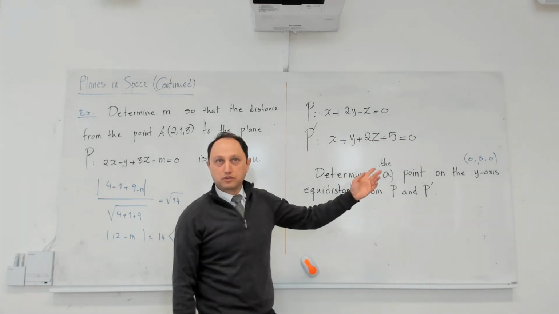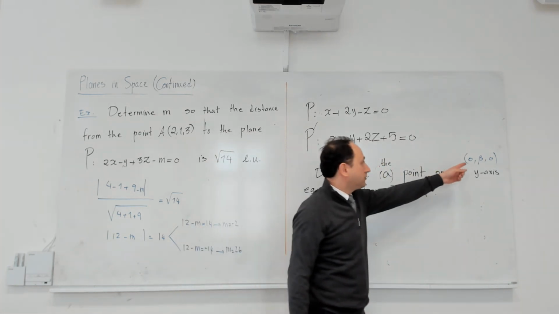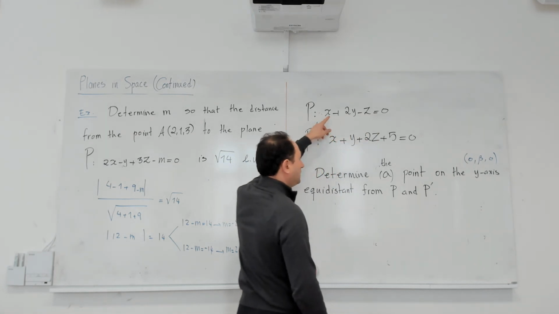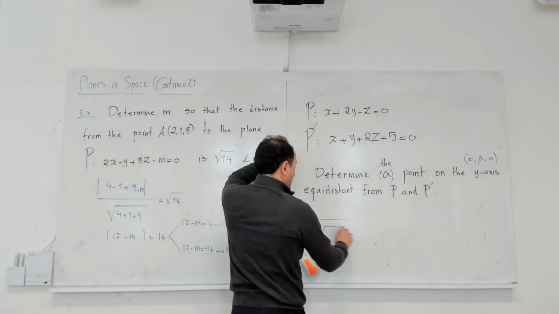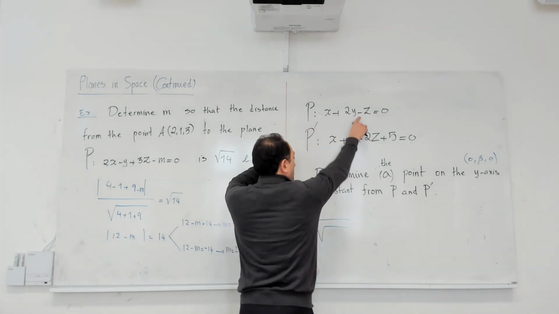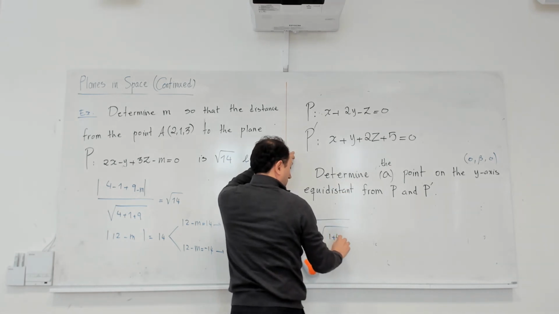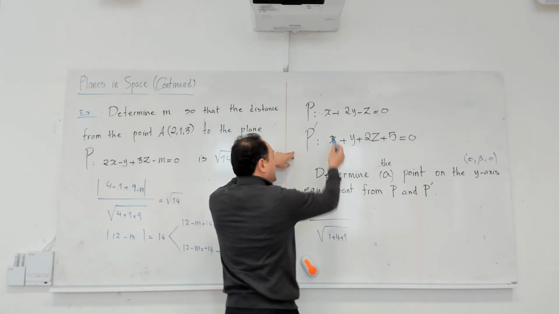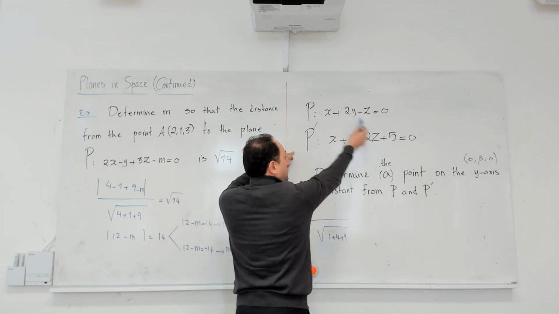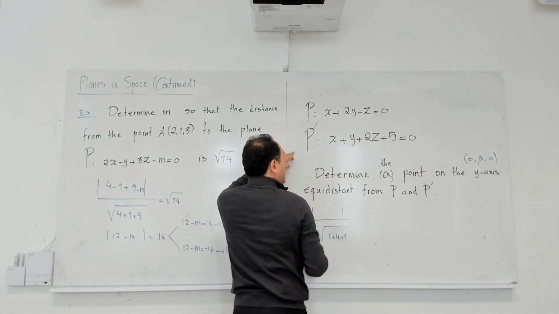That is the point, yes? And the distance from this point to that plane, I just don't write too much, you know? This is 1, 4, 1. If you want, I can write it for you, yes? But then instead of x, I put 0, instead of y, I put beta, and there is an absolute value here, so this becomes 2 beta.